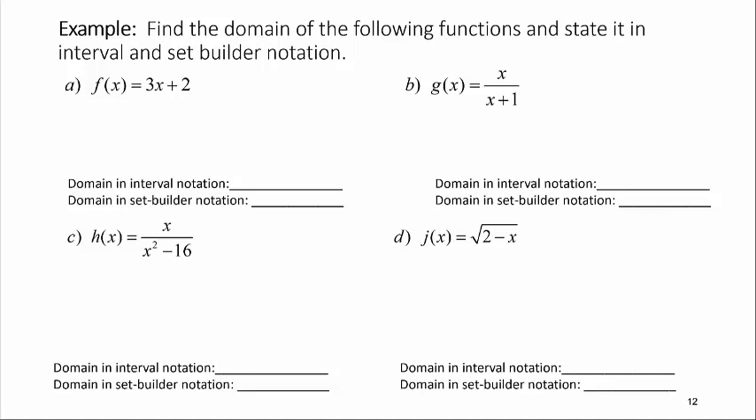Hopefully you all look at that and say, I know it's a line, right? It's in that form y equals mx plus b. There are no variables in a denominator. There is no variable under an even root of any kind. So based on what I know about domain, I can say the domain is all real numbers.